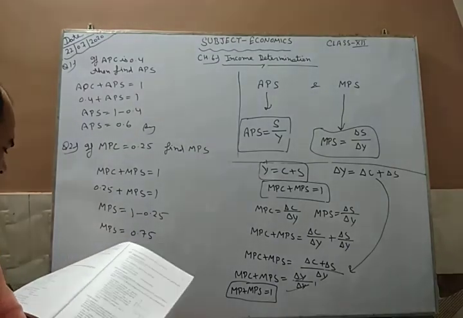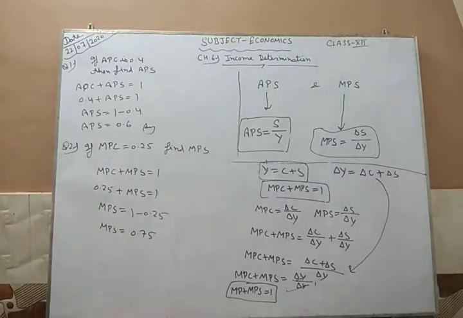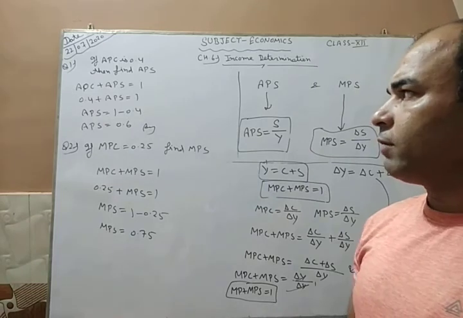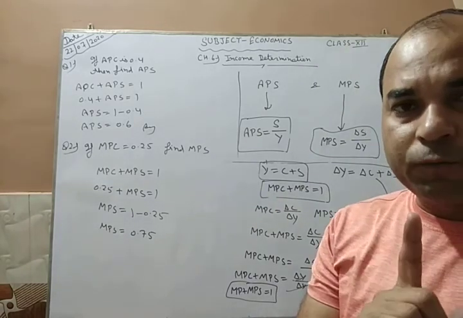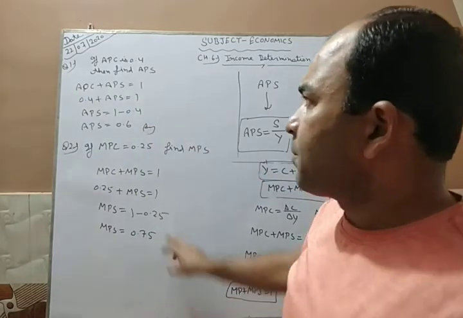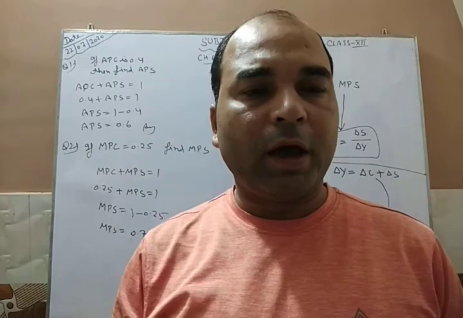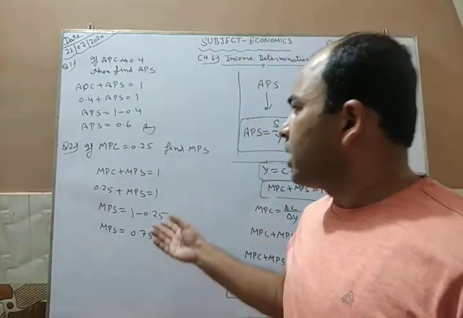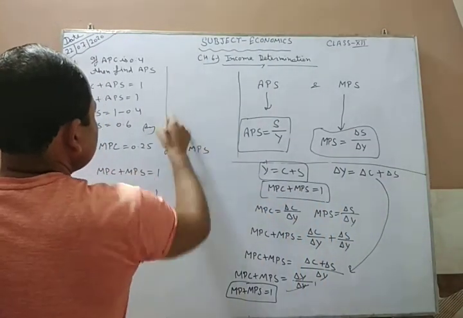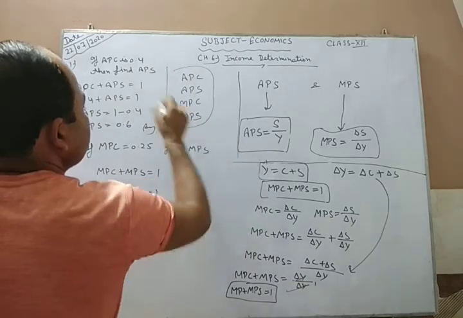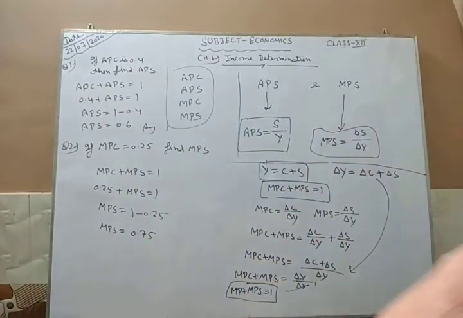If you have any problem related to this derivation, you can contact me. Otherwise this derivation is very, very important from the point of view of 1 mark. It will come only for 1 mark: any one thing will be given and the other thing you have to calculate. In board examinations there are many such questions, and they come for 1 mark. It will be given, and you can calculate it. It is simple. You have four things: APC, APS, MPC, MPS. Getting it? Any one of them will be given, and you will have to calculate the other. If APC is given, you will have to calculate APS. If MPC is given, you will have to calculate MPS. I hope this is clear to students.